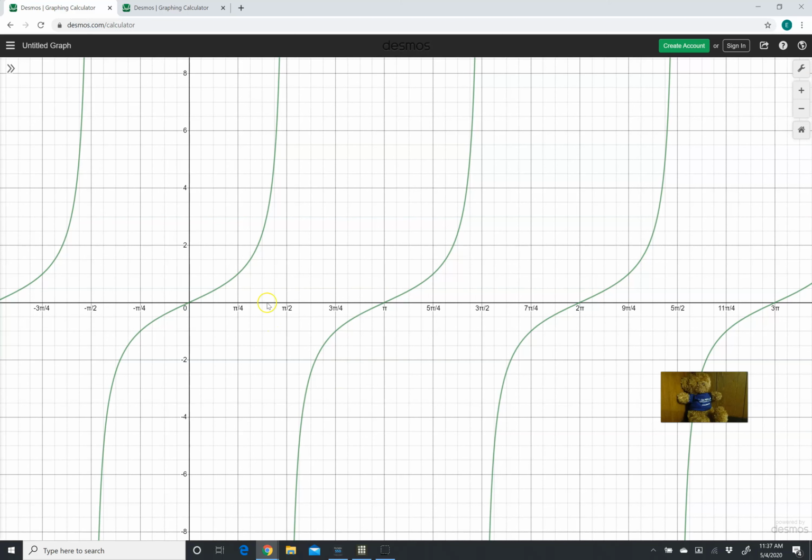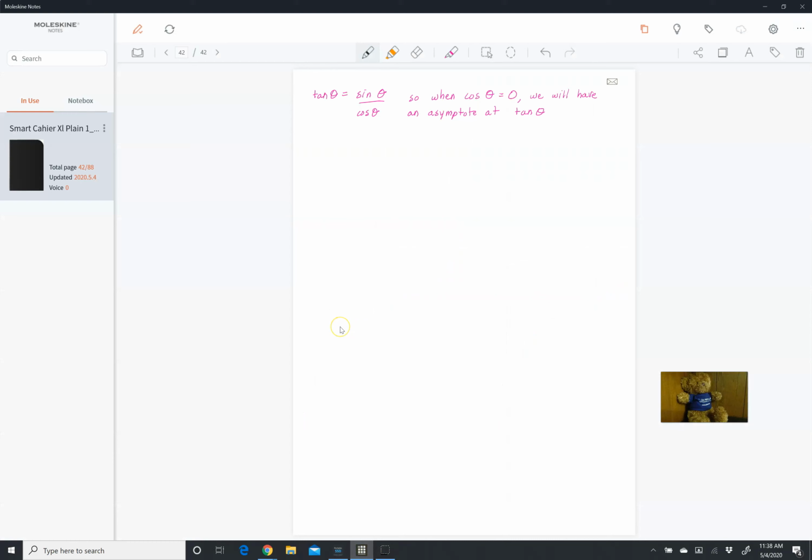And our asymptotes are at intervals of pi, at pi over 2. So we have pi over 2. Then we have 3 pi over 2. These are all asymptotes, okay? And one other thing that's going to be helpful is that this graph rises as we go from left to right, okay? As we go from left to right, our y values increase. So let's write that down as well, okay?